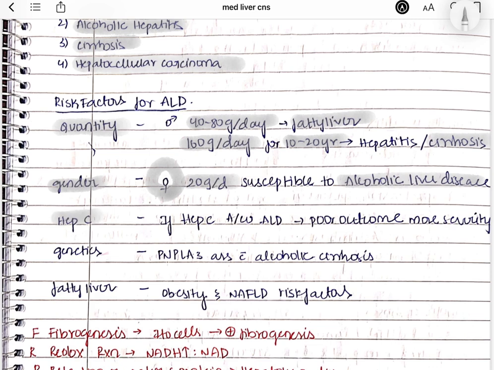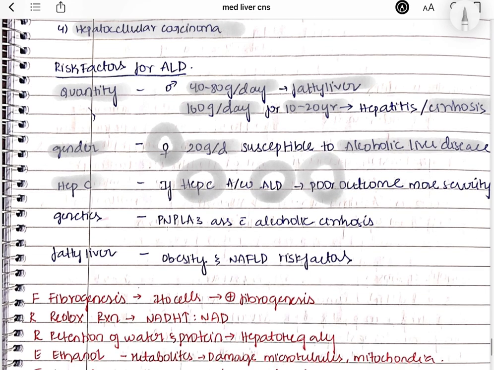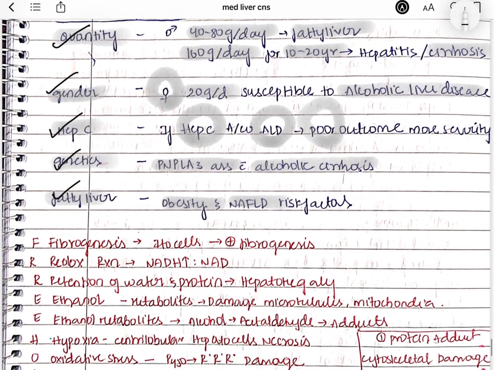Coming to hepatitis C infection, if it is associated with alcoholic liver disease, it will cause a poor prognosis. And genetics: some people are more genetically predisposed to developing hepatic cirrhosis. The PNPLA3 gene is usually associated with alcoholic cirrhosis. So that is the role of genetics in the development of alcoholic liver disease. And the next thing is fatty liver, whether it is alcoholic fatty liver, non-alcoholic fatty liver, or due to obesity. All these conditions still carry a risk for development of alcoholic liver disease. So quantity, gender, hepatitis C, genetics, and fatty liver are all risk factors for alcoholic liver disease.